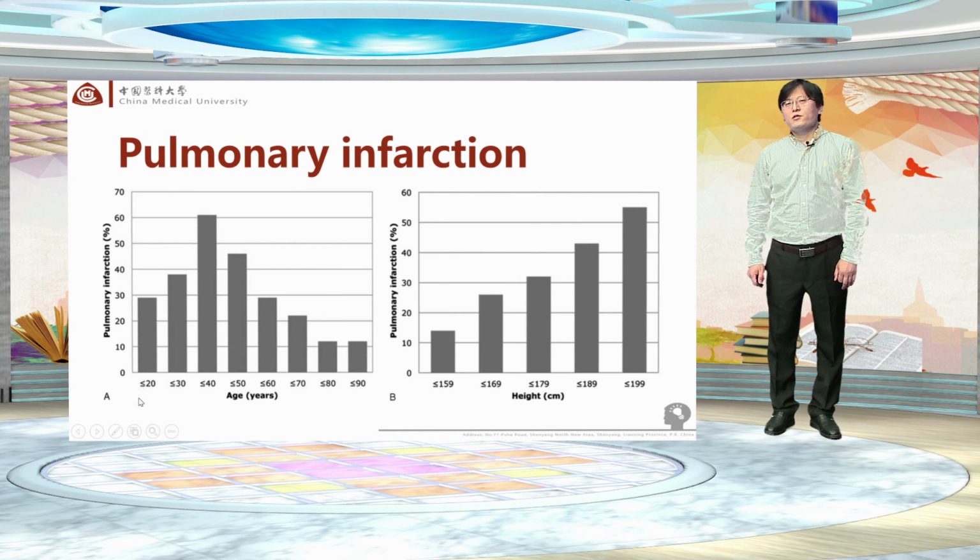Most patients with pulmonary infarction are around the age of 40. And what's interesting is that the older the patient with pulmonary thromboembolism, the more likely they may have pulmonary infarction.